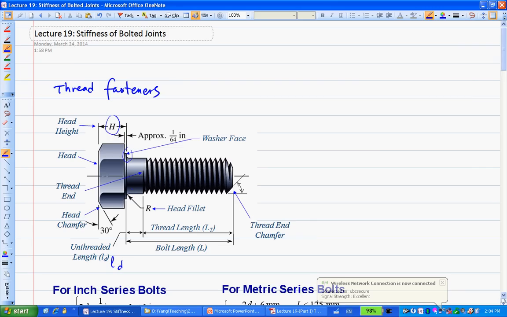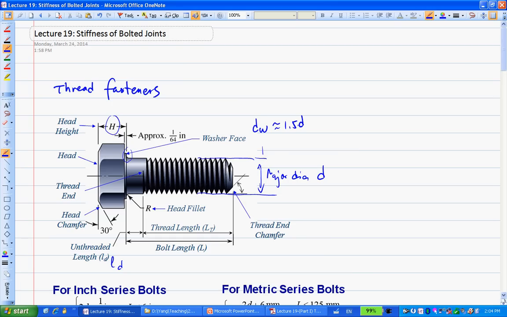Now, the screw body, if you recall, has what we call the major diameter, so we use a small d for the major diameter. And the diameter of the washer surface, as we will see later, we call DW. DW is approximately 1.5d. This is what we're going to use in the next analysis. Other things like chamfers and angles are not that important. But just remember there's LD, the unthreaded length, capital LT, the threaded length, and the bolt length is LD plus LT.